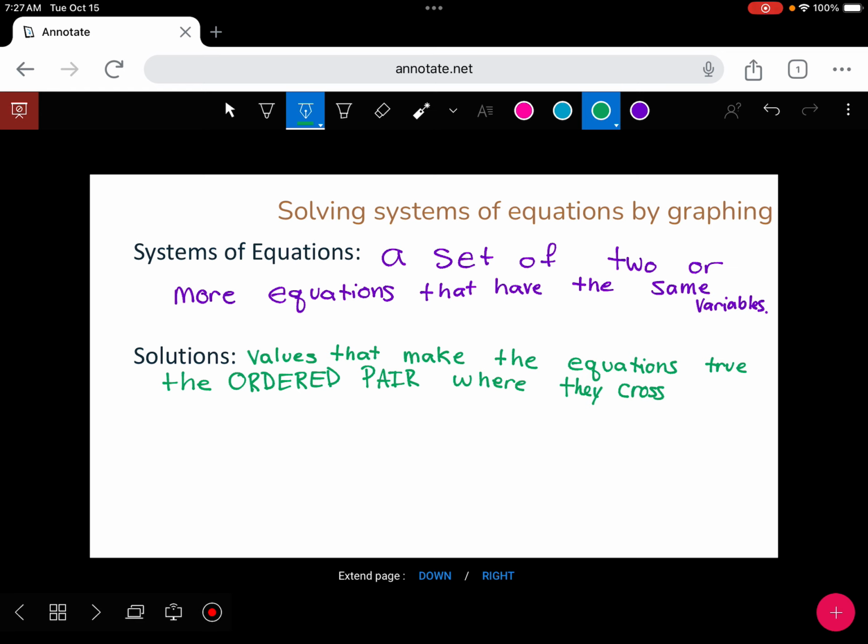It is super important that when we are writing our solutions, we write them as an ordered pair. When we're looking at systems of equations, our solution is not going to be x is 2. X is 2 doesn't tell me a whole lot. I need an ordered pair, x comma y, every time.